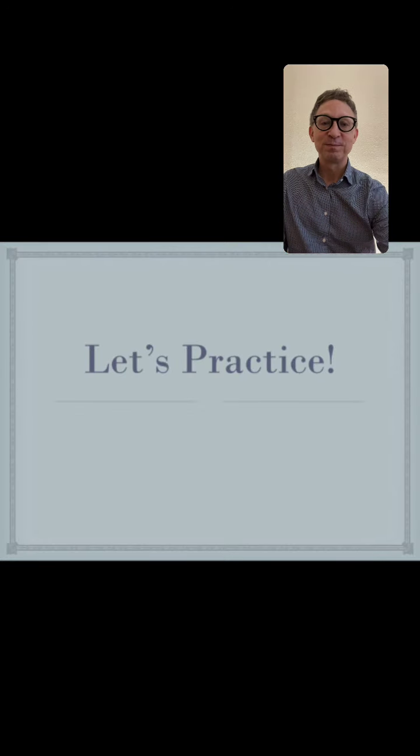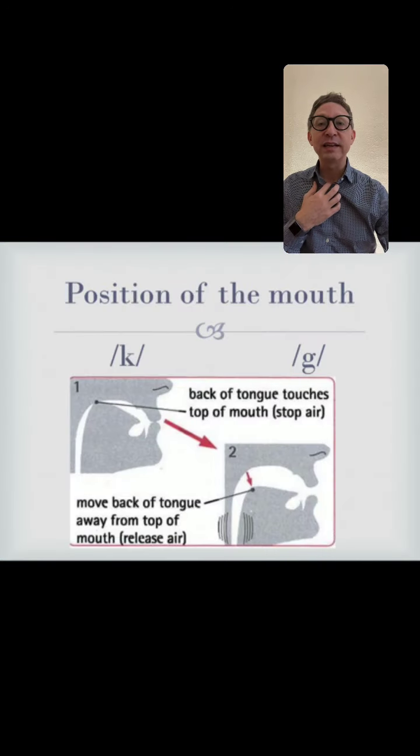Let's practice. Now, the G and the K, the position of the mouth and the tongue are exactly the same, actually. In the back of the throat, that's where the sound is sort of begun, and I think most of us can do one of these sounds. The trick is to distinguish between them. So, k, g. Let's try that.